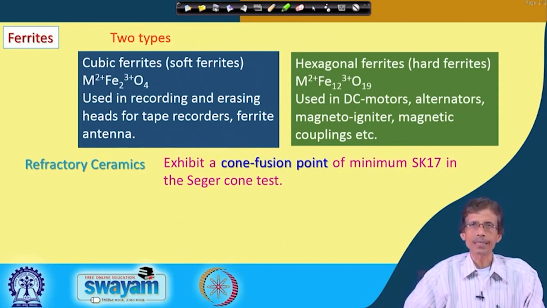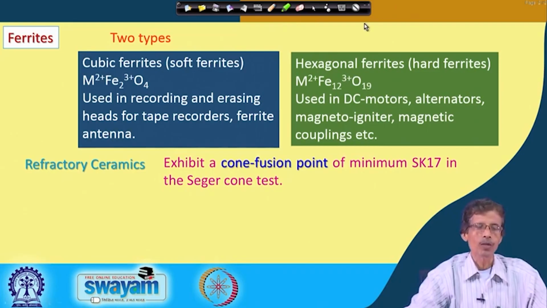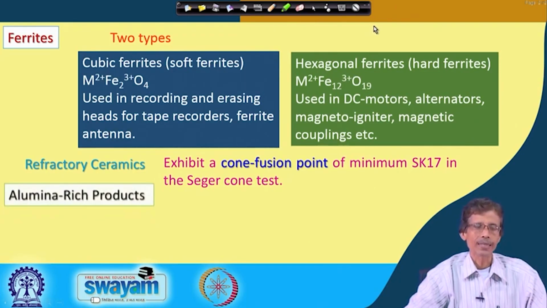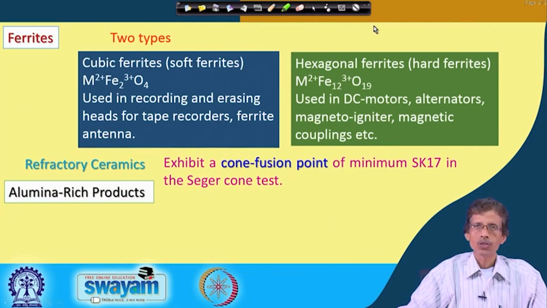SK70 is basically a particular type of scaling in the Seger cone test. So, the technicality is that you have a Seger cone test, and when it crosses the minimum level of SK17, which is the Seger cone value, during that particular cone fusion point, we qualify those materials as typical refractory ceramic products.